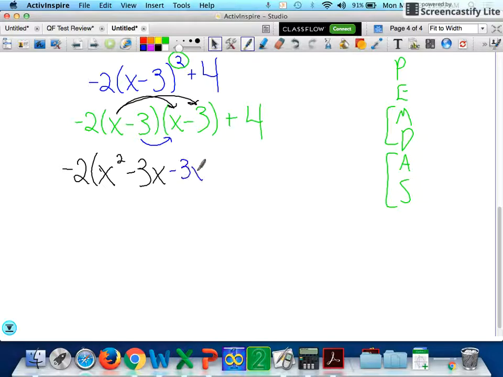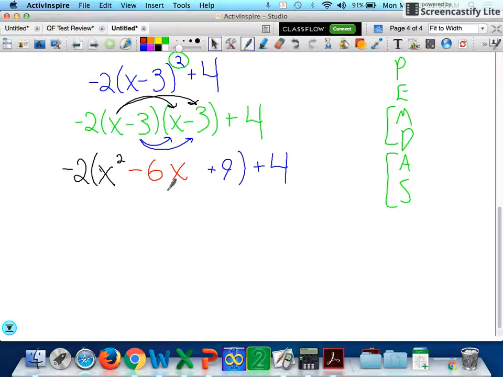minus 3x. I'm starting the second one now. Plus 9 plus 4. Okay? Now, you can see we again have some like terms in the middle. I'm just going to erase them and rewrite them as minus 6x. That's what it would have been, -3x and -3x.